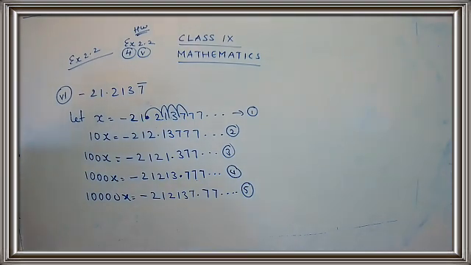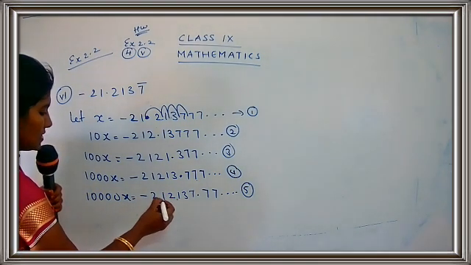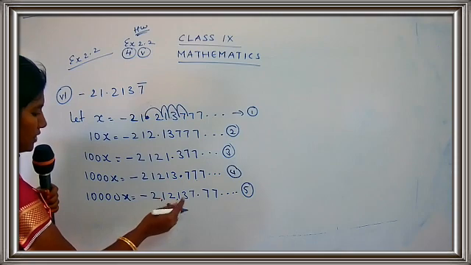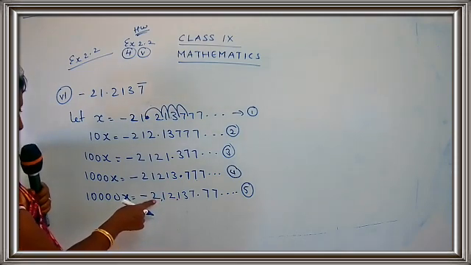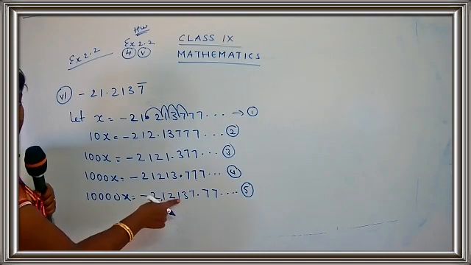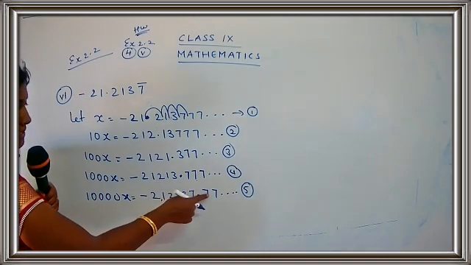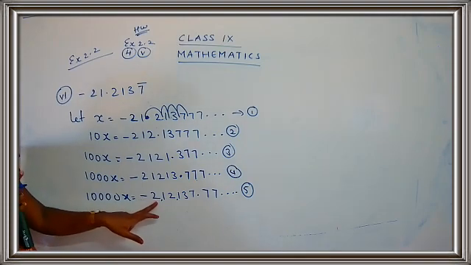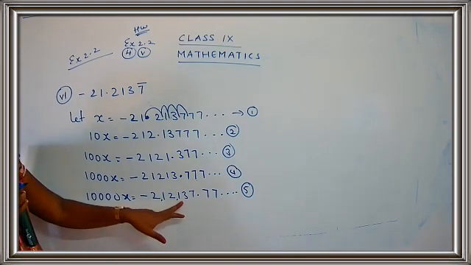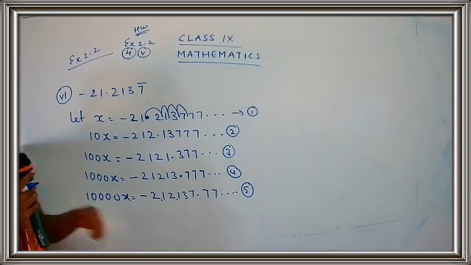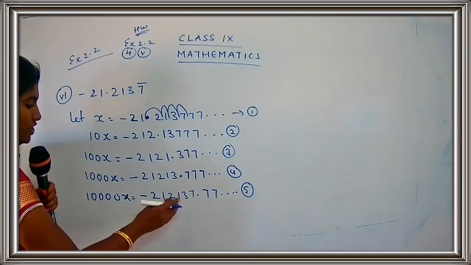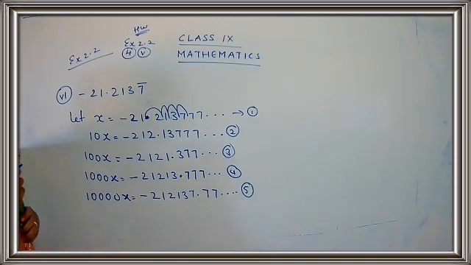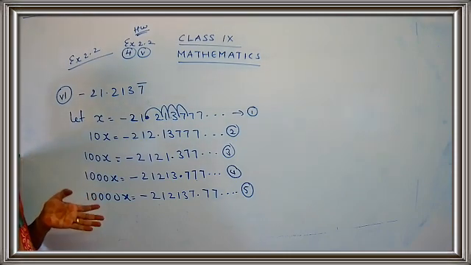So now what do you get? Let's read this number. I'll put a proper comma over here. So you get minus 2 lakh 12,137.77. Getting my point? So what do you get? Minus 2,12,137.77.